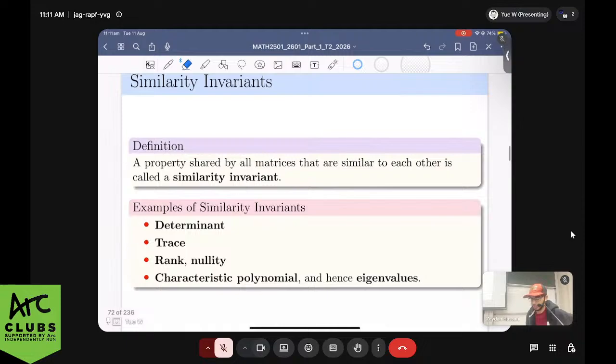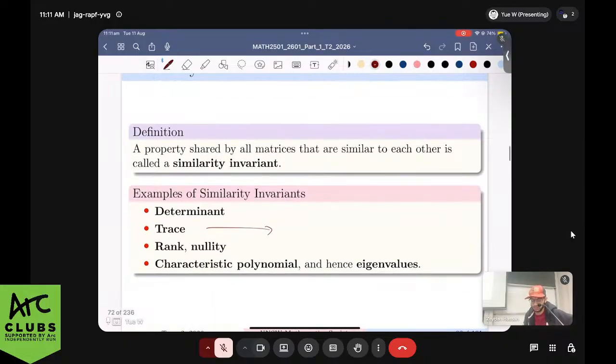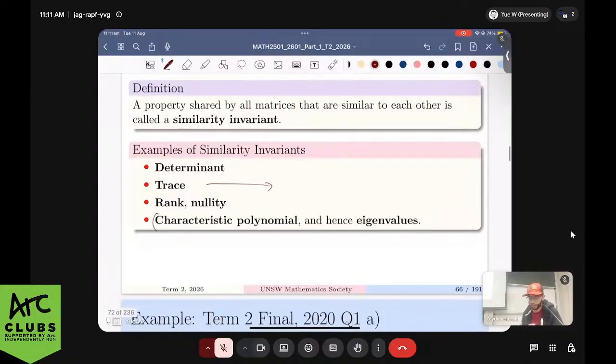So determinant, trace. I think we haven't defined trace in the seminar yet, but trace is the sum of the eigenvalues. It's also the sum of the diagonal elements if you're talking about a matrix. Determinant, okay, you guys know determinant. Rank, nullity, yeah. Characteristic polynomial is actually pretty cool, which means the eigenvalues are all the same and the multiplicities are all the same as well, algebraic.